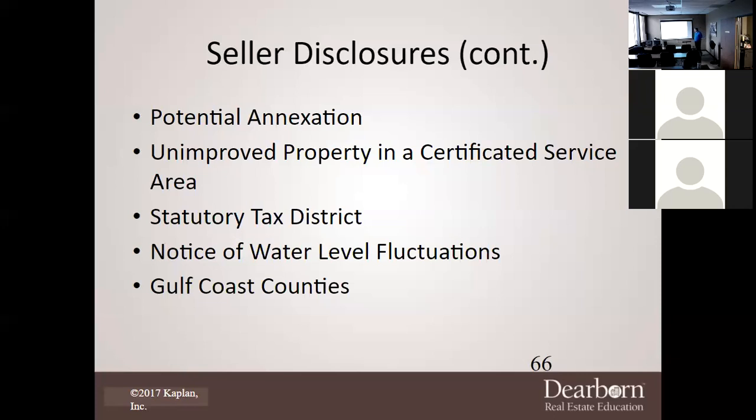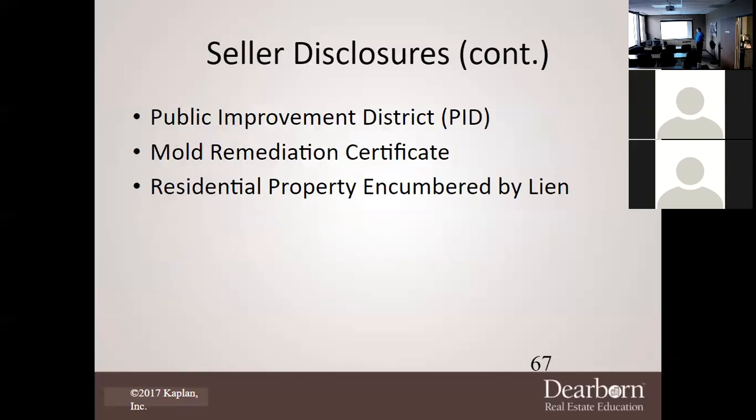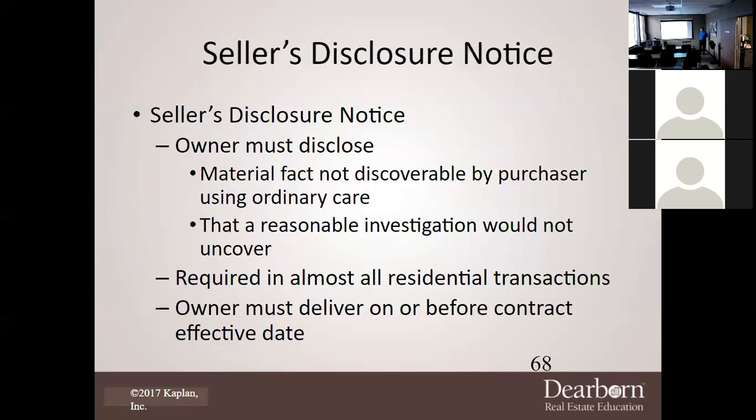There also is unimproved property in a certified service area, statutory tax districts, as well as notice of water level fluctuations in Gulf Coast counties. There also can be public improvement districts. Sometimes there's a need for what's called a mold remediation certificate, and there can be residential property that's encumbered by a lien.